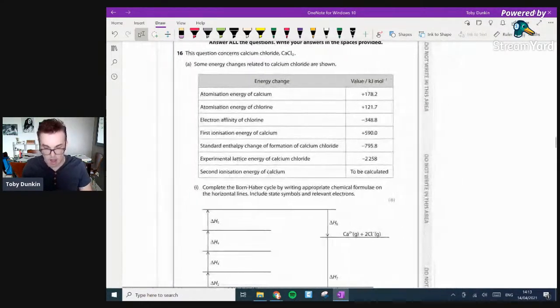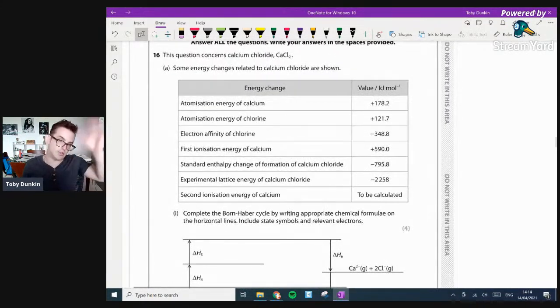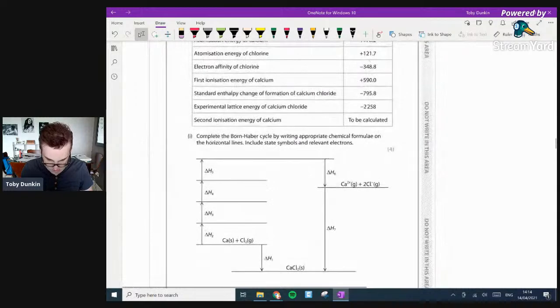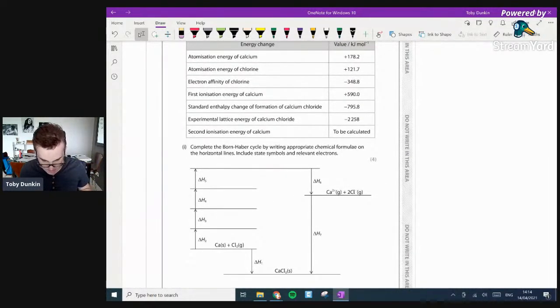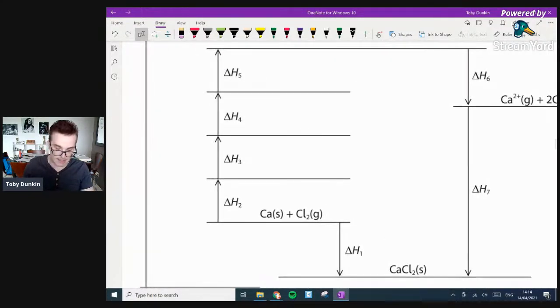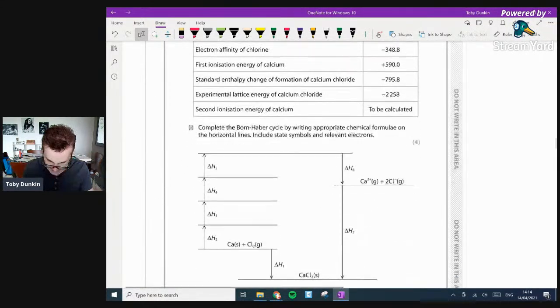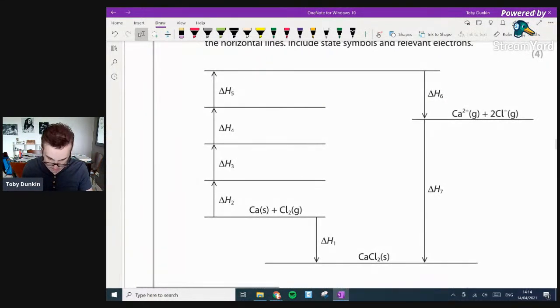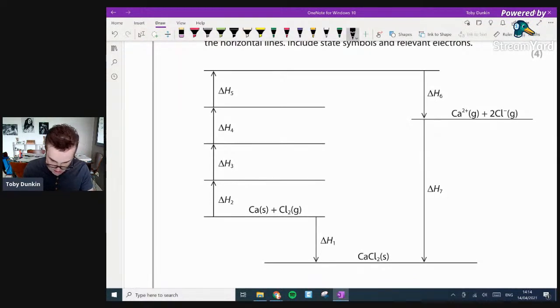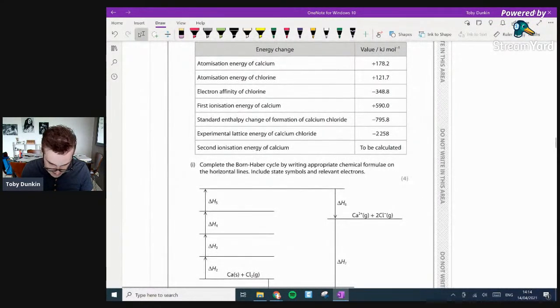Okay, Born-Habers, we saw one of these in the January paper as well. So in this case, what they've done is they've given me all the data. Complete the Born-Haber cycles by writing the appropriate chemical formula on the horizontal lines, including state symbols and any relevant electrons. Okay, so I actually don't need the data for this at all. Okay, fine. So, right, do they give me ionization 1 and ionization 2 to be calculated.